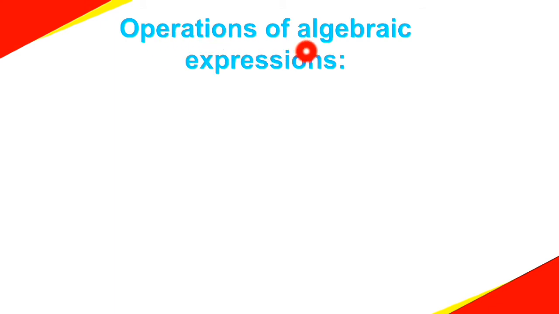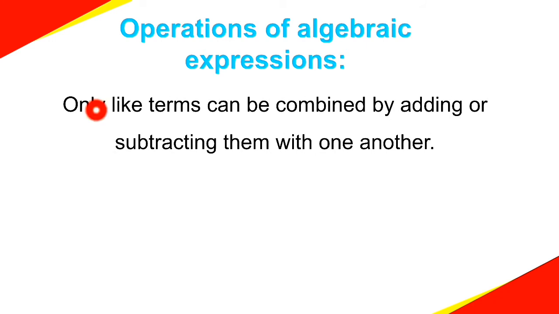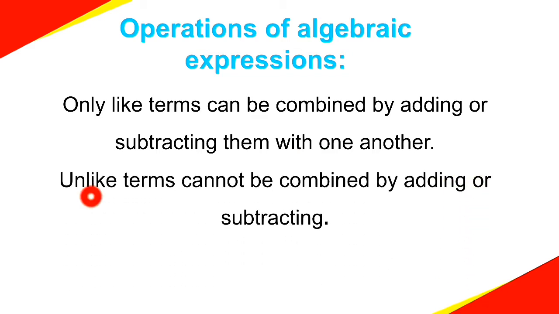Operations of algebraic expression. Only like terms can be combined by adding or subtracting them with one another. Unlike terms cannot be combined by adding or subtracting.